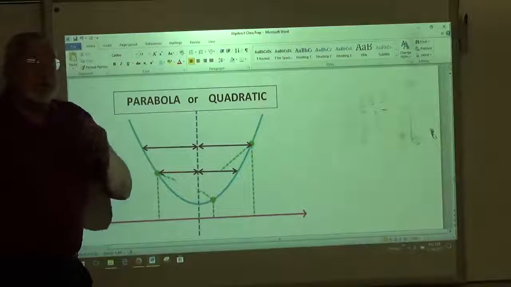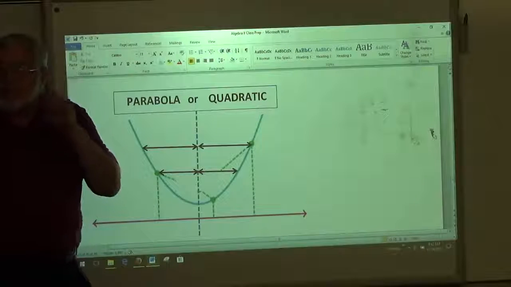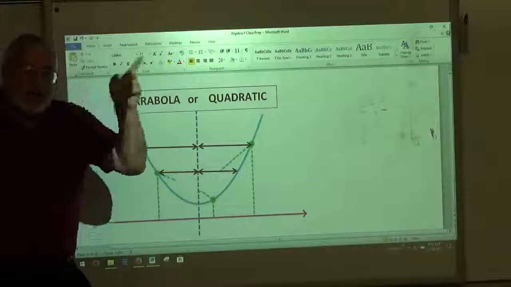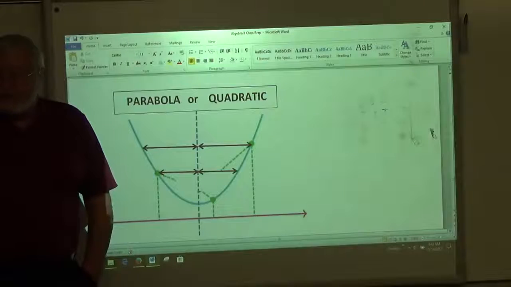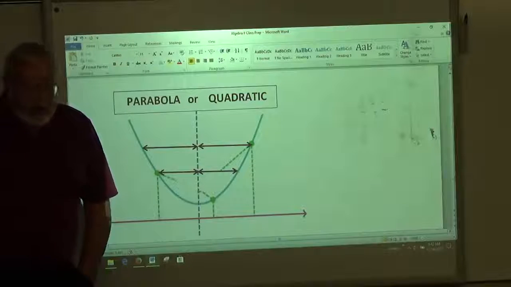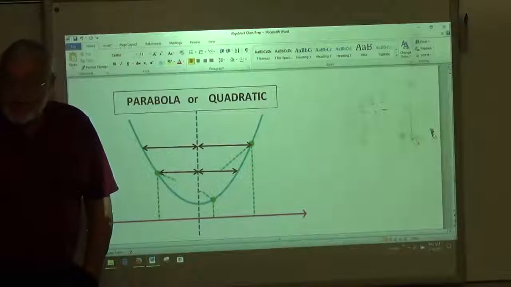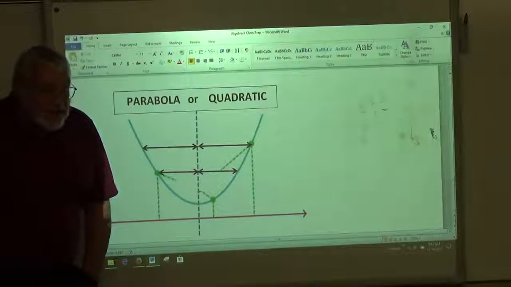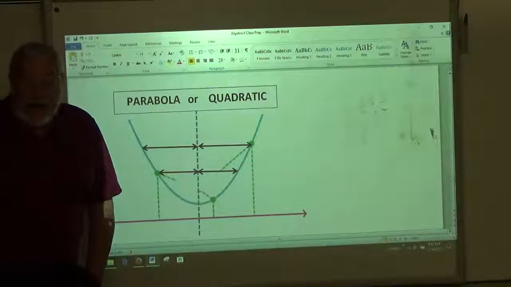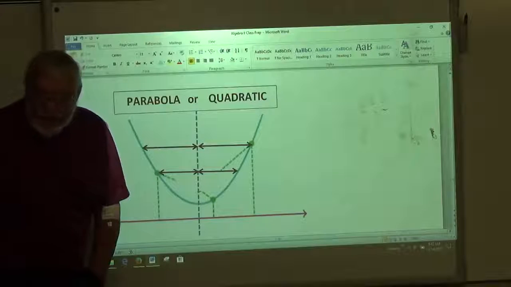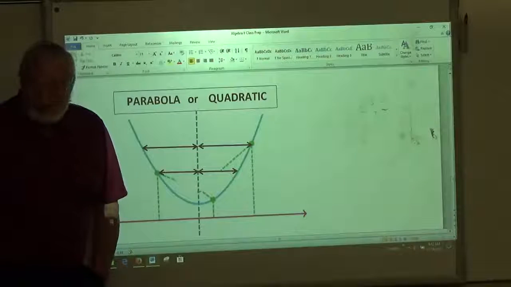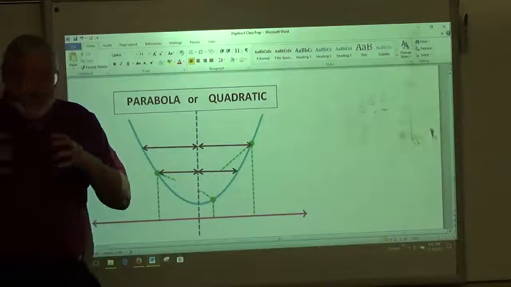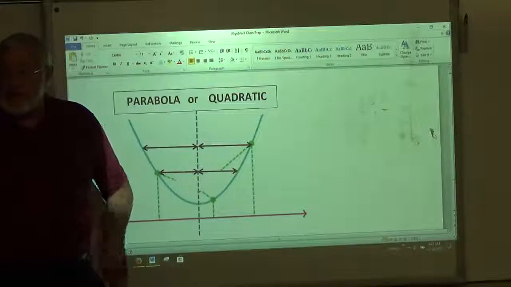Now, you're supposed to know how to find the x value of the vertex given the quadratic equation. How many of you know what that is? The x value of the vertex is what? Negative b over 2a. You've got to know that. That's the whole key to putting those things together.